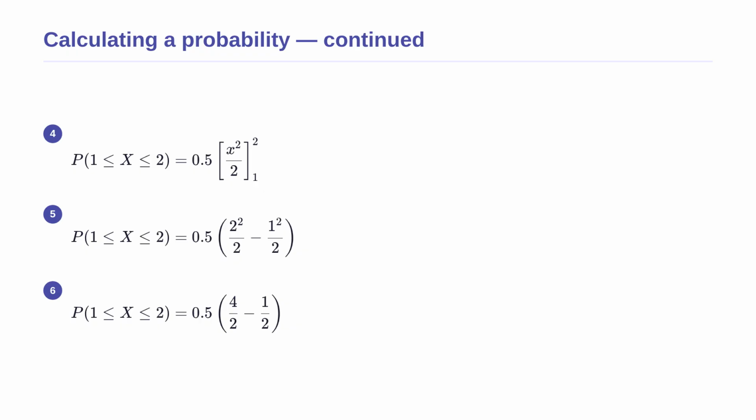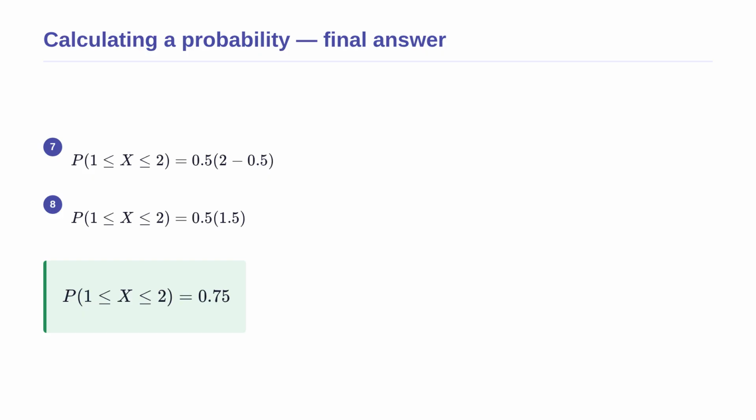We plug in the upper limit 2 and subtract the result of plugging in the lower limit 1. Squaring the numbers in the numerators gives us 4 over 2 minus 1 over 2 inside the parentheses. We are now very close to finding the exact area under the curve for this specific time window. Let us simplify the fractions to get our final answer.